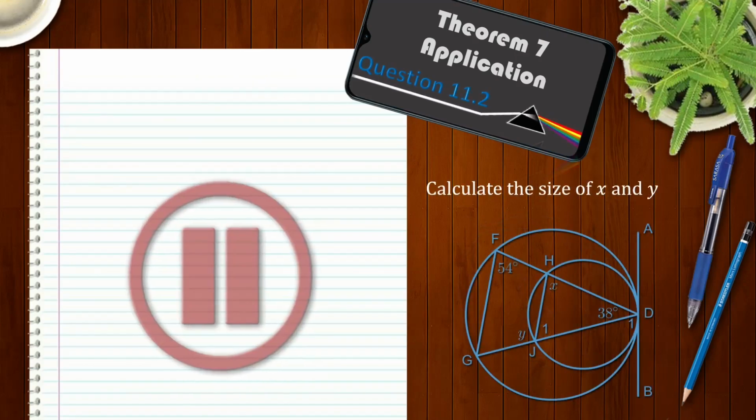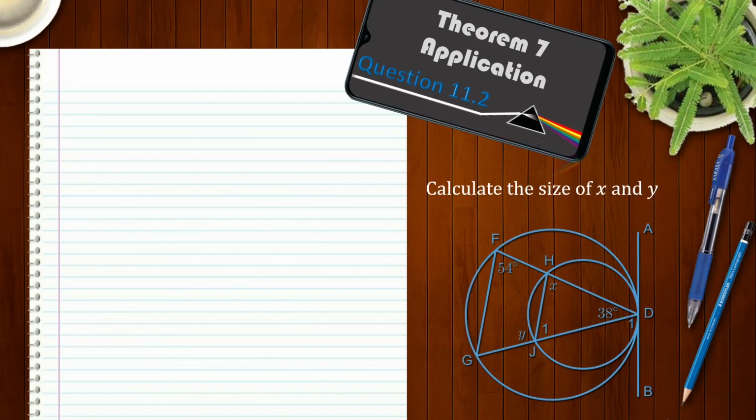Now to calculate for x and y. Okay, so we have this angle over here. We've got a 38-degree angle over here. We've got a smaller circle and a larger circle. But both of these circles have the same tangent, AB. All right. So from the first one, I can basically see that this angle over here, D1, is equal to 54 because of the tan chord theorem, but this angle is also equal to x because of the tan chord theorem. Okay, now be careful.